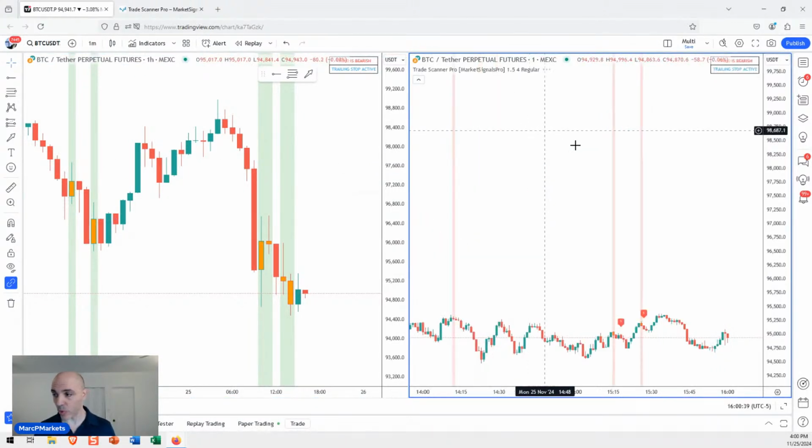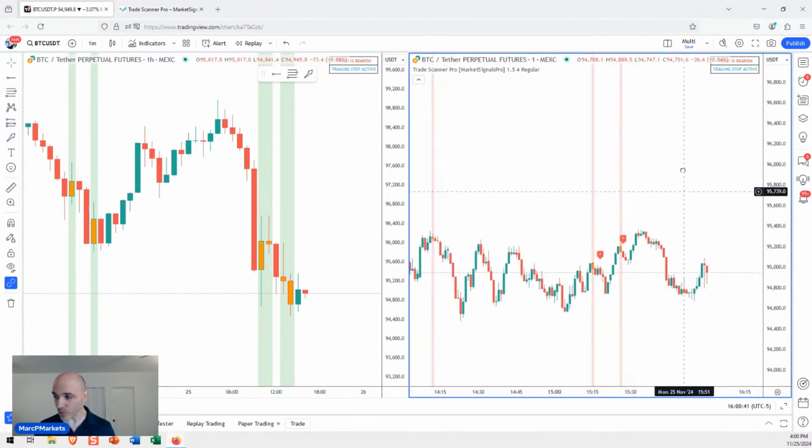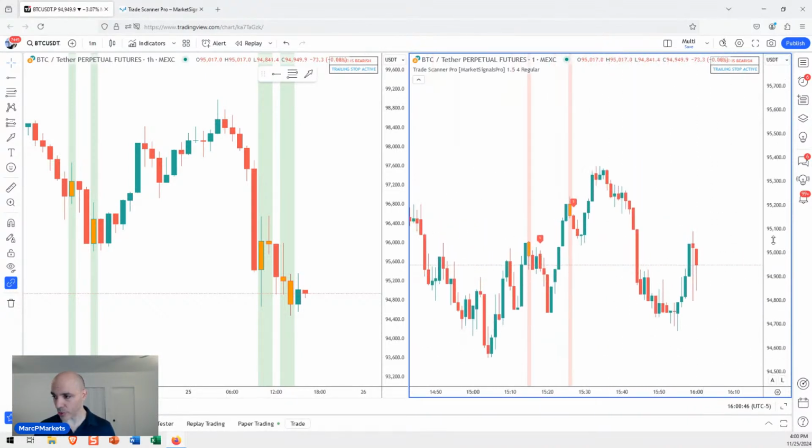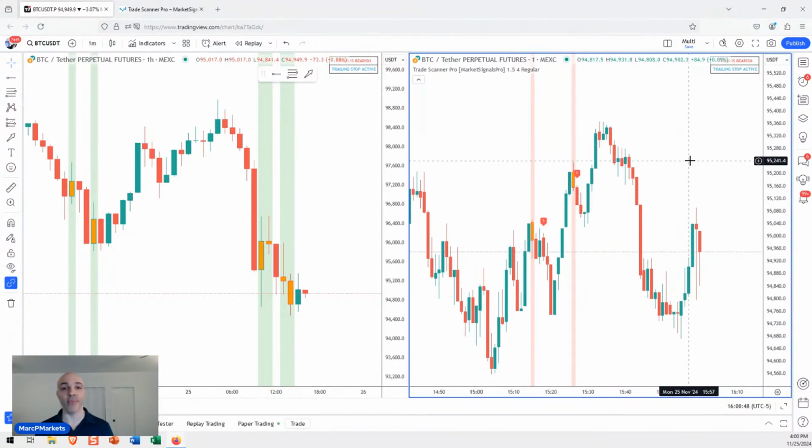Now I'm going to switch this to a 1-minute. And the reason why I'm doing that is because I want to demonstrate the Trade Scanner Pro. I want you to see trades, how they unfold in real time. If I have to wait on a 15-minute chart, it'll take forever. It may take hours before a trade signal appears. And you say, well, do I have to sit in front of a computer for hours?